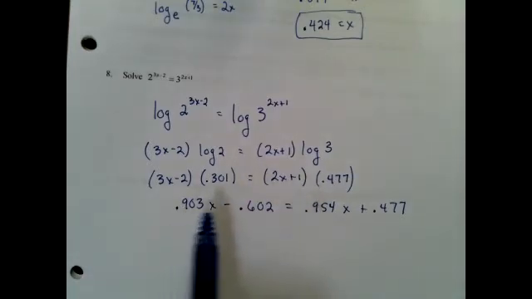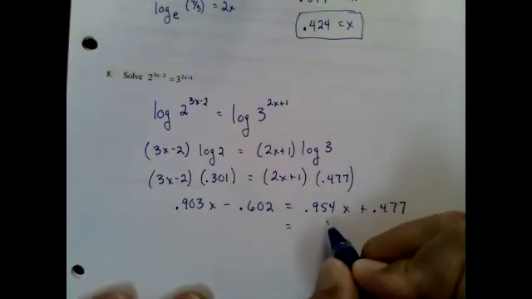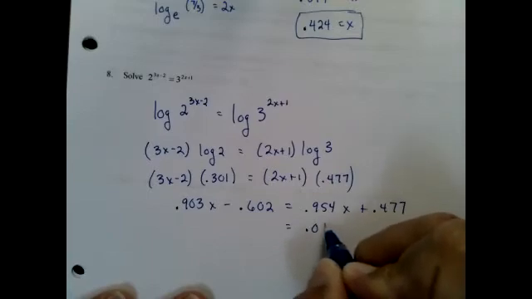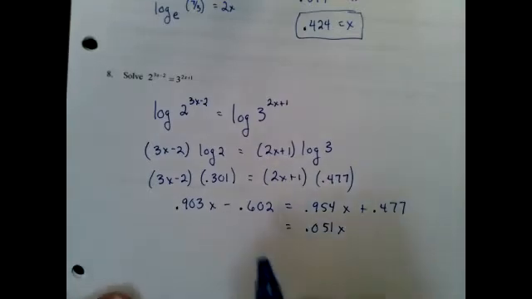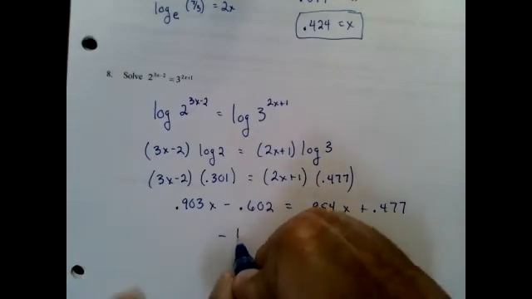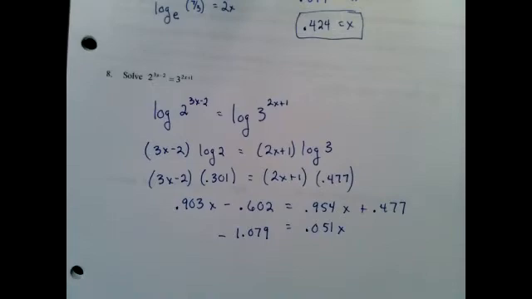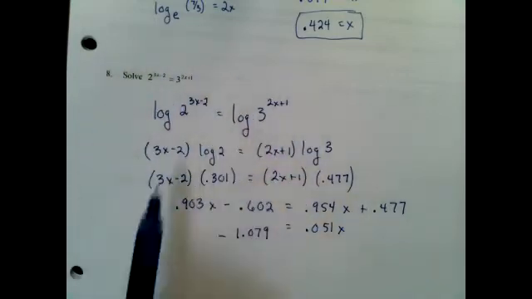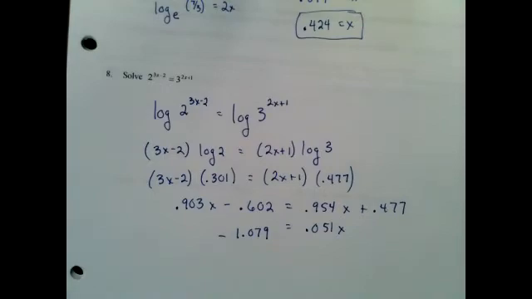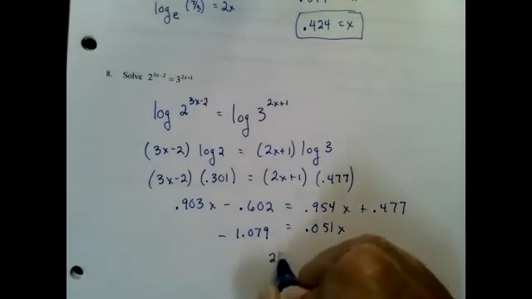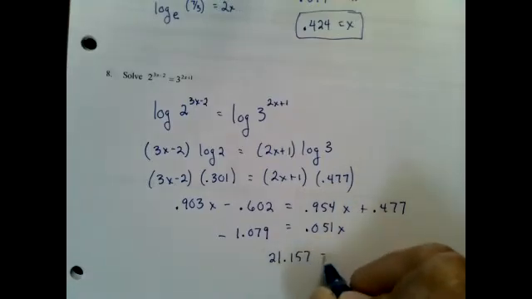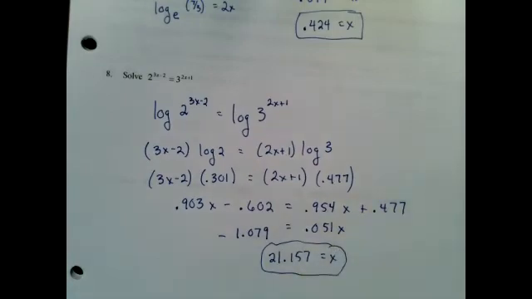Let's see, this one's bigger, so I'm going to send that over and subtract 0.903x from 0.954x, which gives 0.051x. I'm going to subtract over here, so then I'm going to get negative, let's see, 0.602 and 0.477 gives me negative 1.079. Now, hopefully on a test, you don't have all of this. You need to be tested on what's up here, not screwing something up from what you've learned before, but it's possible. Divided by 0.051, 21.157. Unless I mess something up.